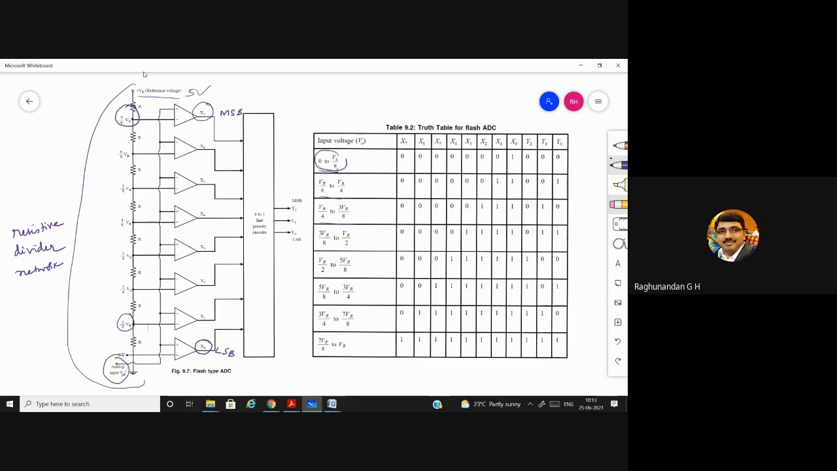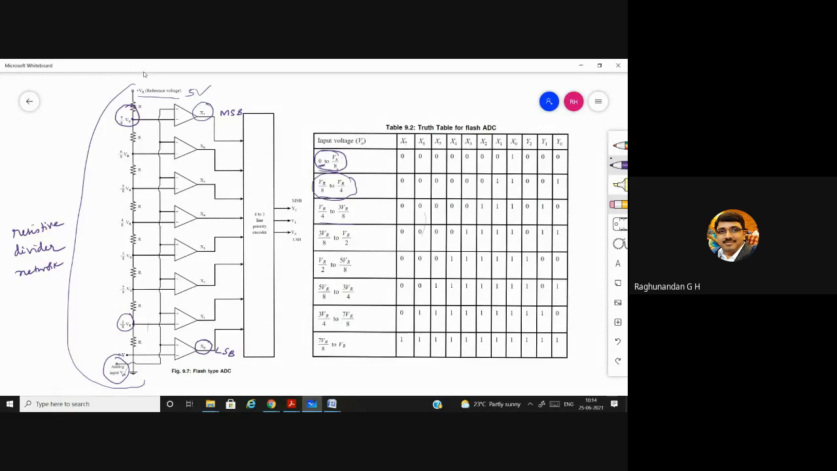This is very less, and we are taking starting value as 0, and VR by 8 is also very less compared to the reference. So during that time, output is given as 0. That indicates the input signal is almost 0, and that is the equivalent value. Next, VR by 8 to VR by 4. If your input range is between this, during that time, the VR by 8 and the VR by 4.